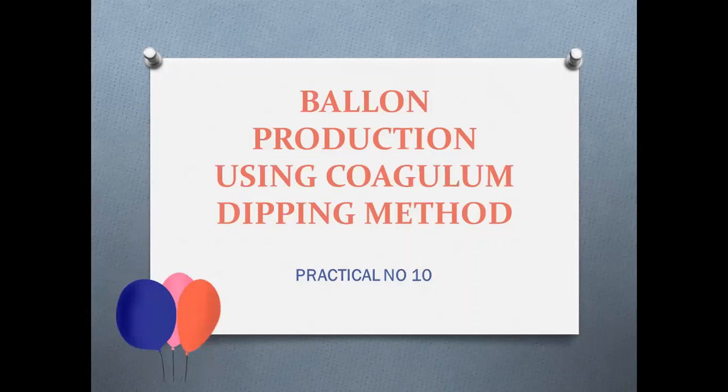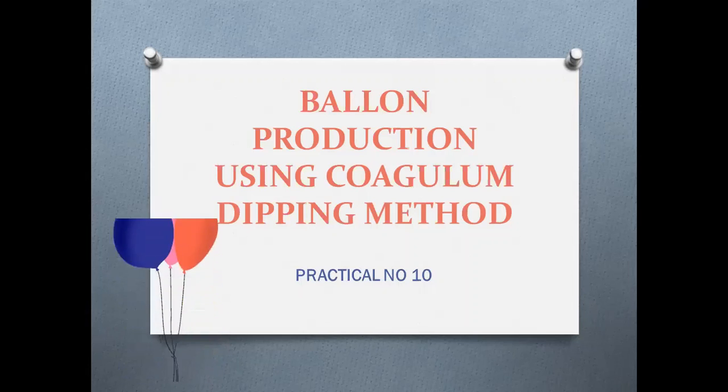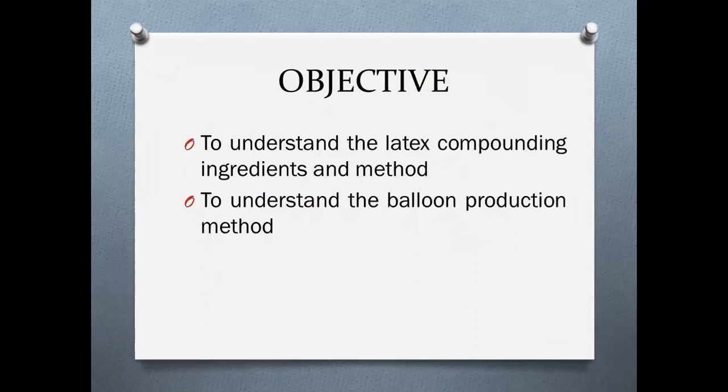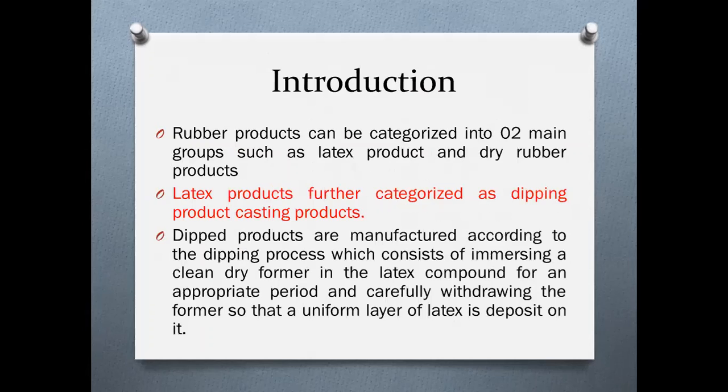This is your practical number 10, balloon production using coagulum dipping method in laboratory level. After this practical, you will be able to understand the latex compounding ingredients and the compounding method, and also you will be able to understand the balloon production method in laboratory level.